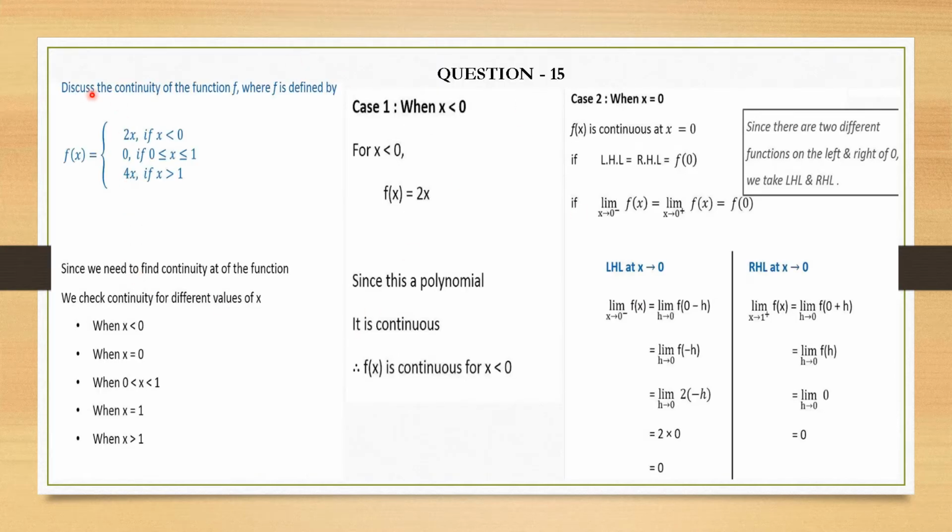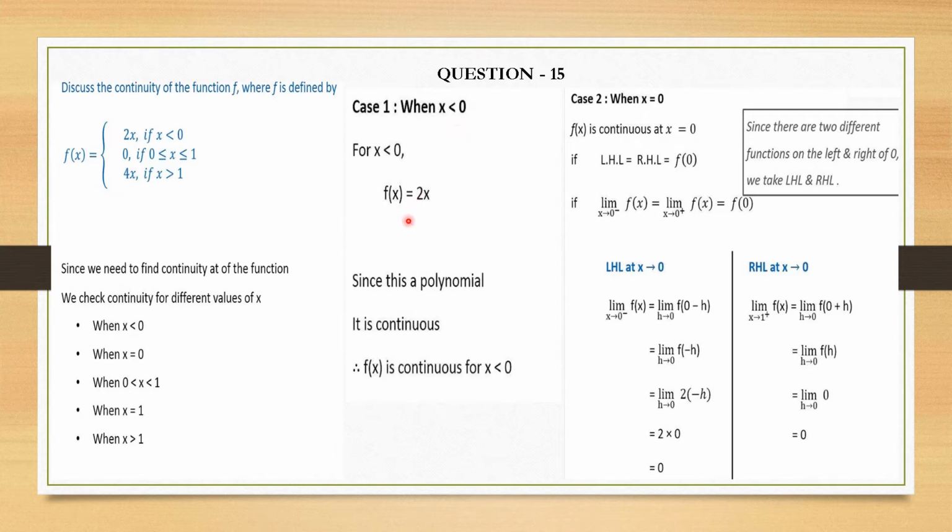Number 15 says, discuss the continuity of this function: 2x for x less than 0, 0 for x between 0 and 1, and for x greater than 1 it is 4x. So where should I check? Less than 0, at 0, between 0 and 1, at 1, and greater than 1, as the function is required for greater than 1 also.